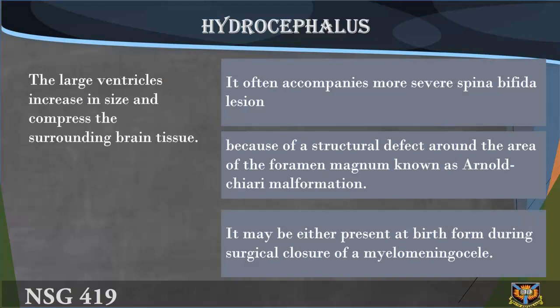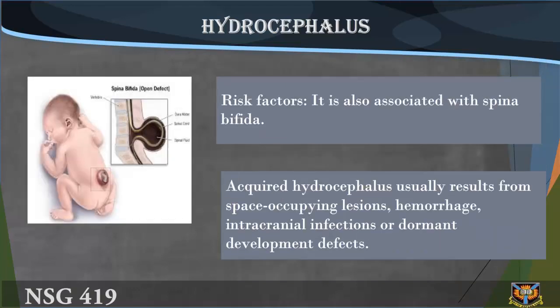The large ventricles increase in size and eventually compress the surrounding brain tissue. It frequently accompanies more severe spina bifida lesions because of a structural defect around the area of the foramen magnum, known as Arnold-Chiari malformation. It may either present at birth or develop following surgical closure of a myelomeningocele. Risk factors: it is also associated with spina bifida. Acquired hydrocephalus usually results from space-occupying lesions, hemorrhage, intracranial infections, or developmental defects.